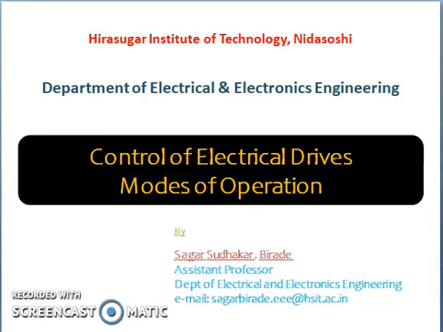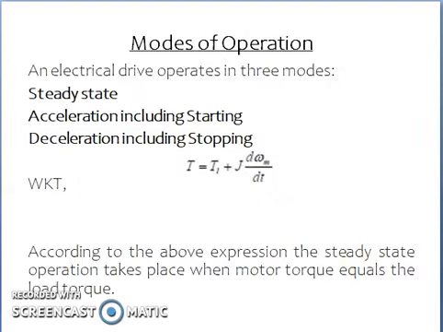In that, first we'll see the common modes of operation of an electrical drive. An electrical drive operates in three modes mainly. The first one is steady state, second one is acceleration including starting, deceleration including stopping is the third operating mode of an electrical drive. Now, as per the equation T is equal to TL plus J d omega by dt, the steady state operation takes place when motor torque equals the load torque.